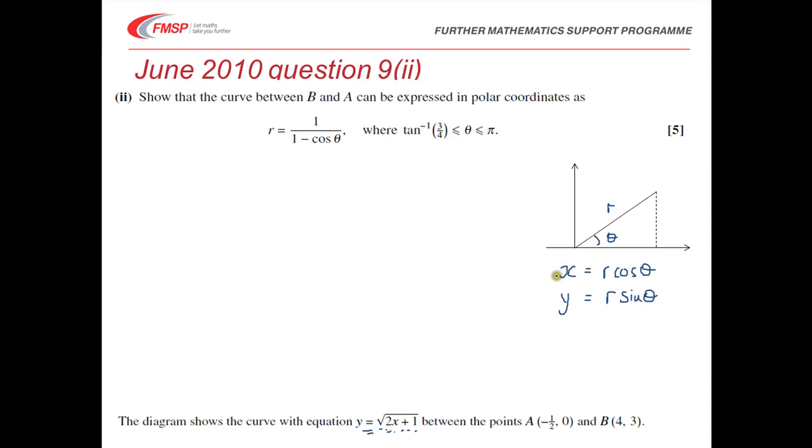So here I've just reminded ourselves about the way we can change from Cartesian to polar coordinates. So we have y equals root 2x plus 1. So y is r sine theta, and that's going to be equal to root 2x plus 1. So that's going to be root 2r cos theta plus 1. And then we're going to square both sides, because we need to get rid of that square root sign.